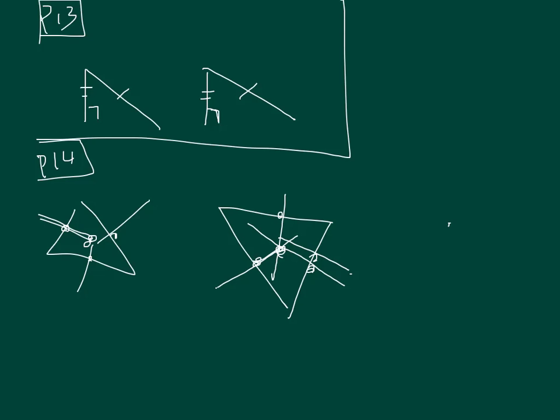Number 15, perform the paper folding construction shown at the right. Start with the rectangle and follow the directions and prove that any point on segment CD is the same distance from A as from B. Okay? So, yeah. If you take any point on CD, the distance from A to that point will be the same as from B to that point.